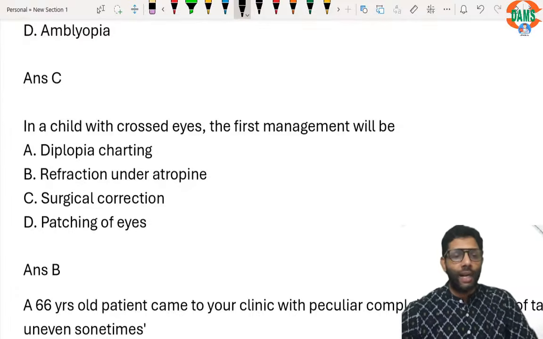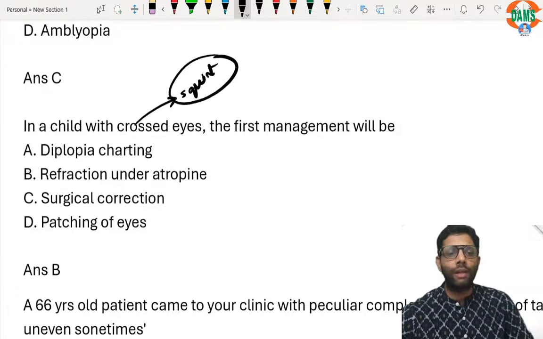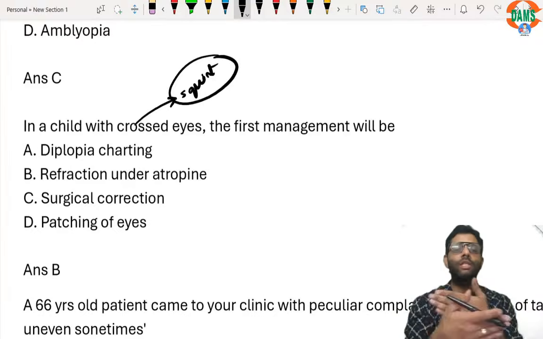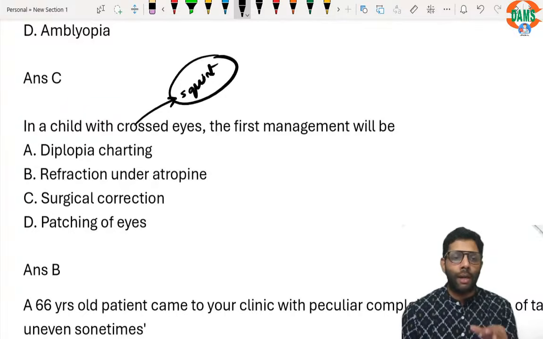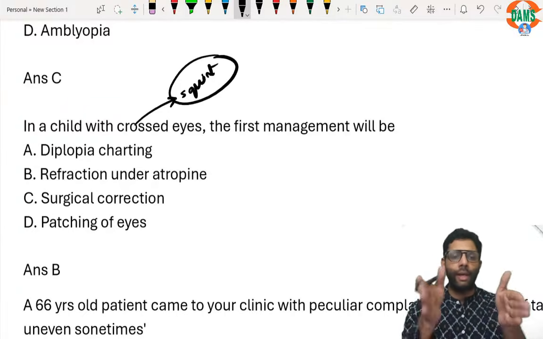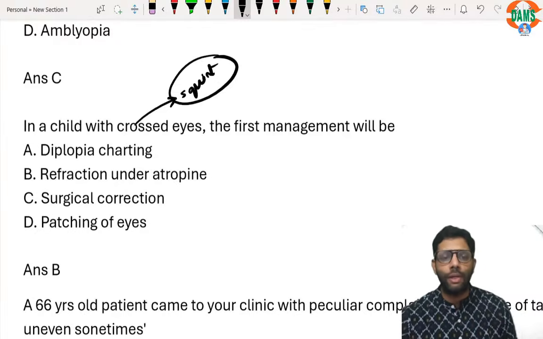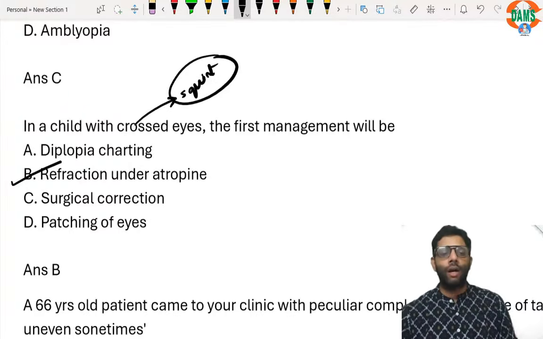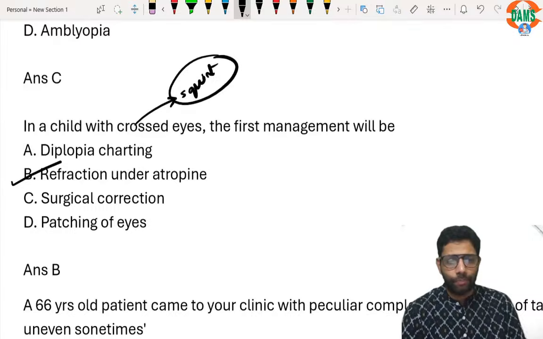Okay. Now in a child with crossed eyes, now crossed eye means the parents are thinking the child has a squint. It does not mean cross diplopia. Crossed eye means the parents are thinking my baby eyes are not aligned. It is misaligned. The first management in a child squint is you do refractive error testing, always under 8 years, you do under atropine, that is the strongest cycloplegia.